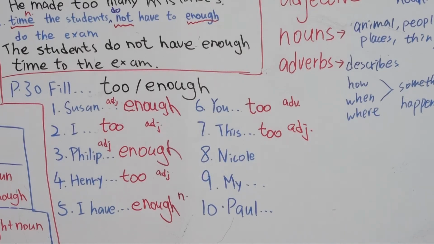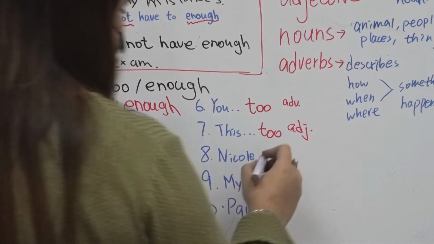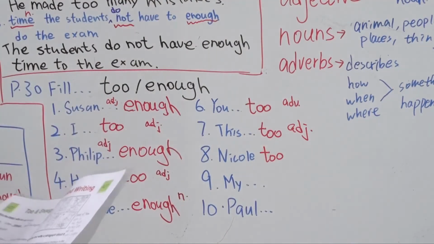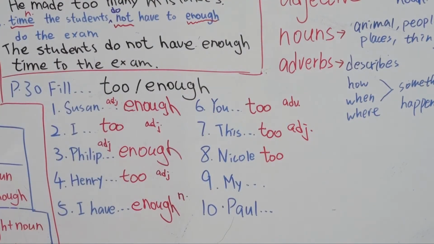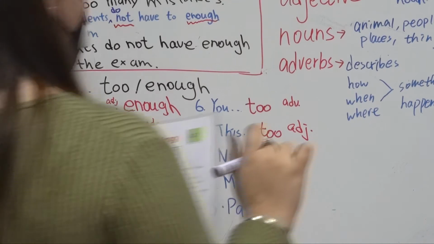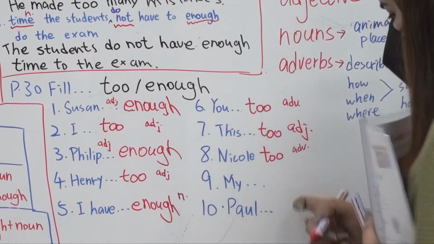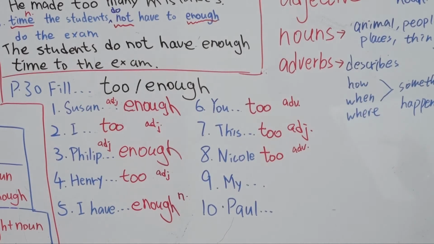Number 8. Nicole used what? Much pepper. Too much pepper. So much is an adjective or adverb? Adverb. Okay.